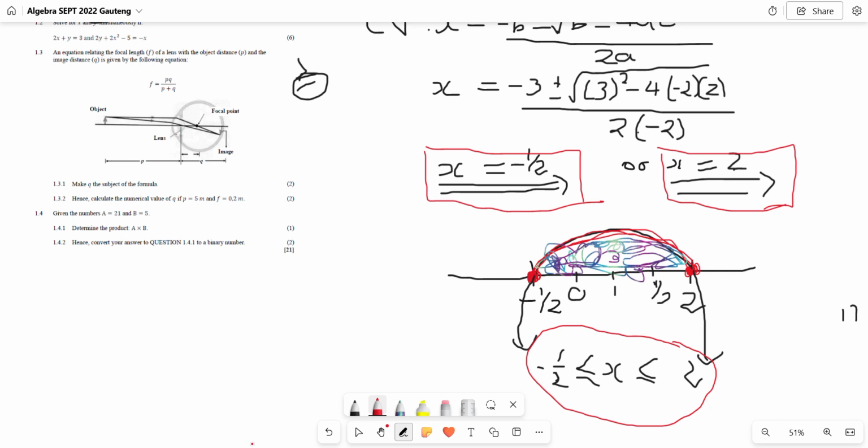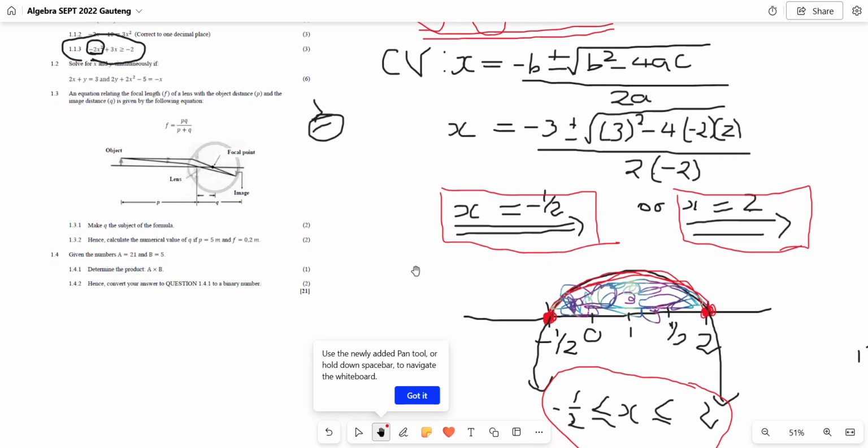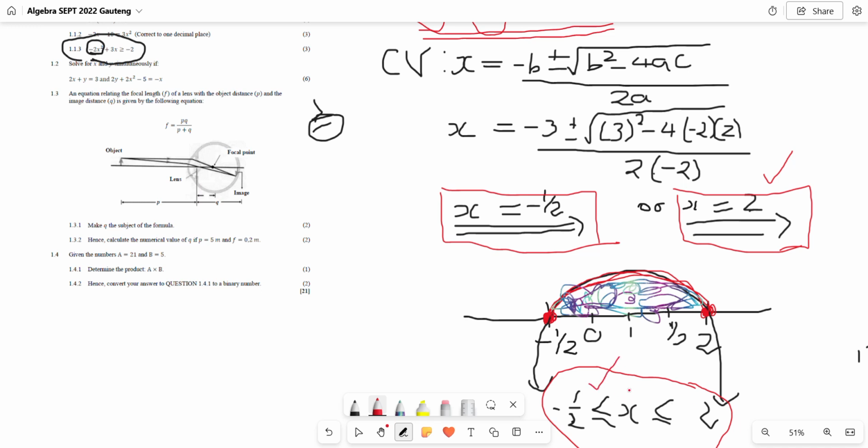Then the mark allocation there, let us see. It will be 3 marks. How do we award 3 marks there? 1 mark for the critical values, 1 mark for x must be greater than or equal to negative 1 over 2, and 1 mark for x must be less than or equal to 2. That is that.